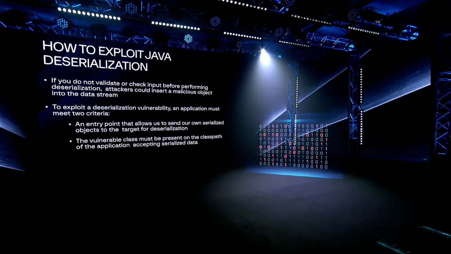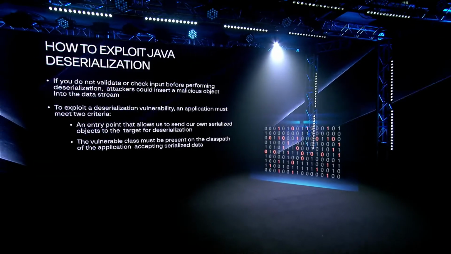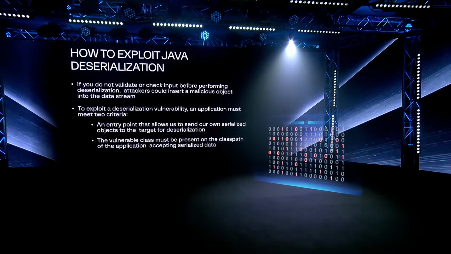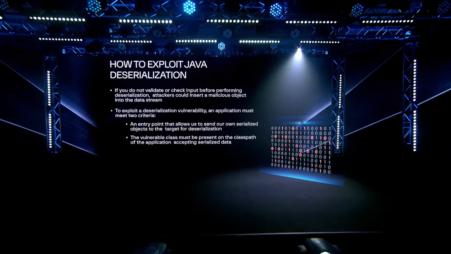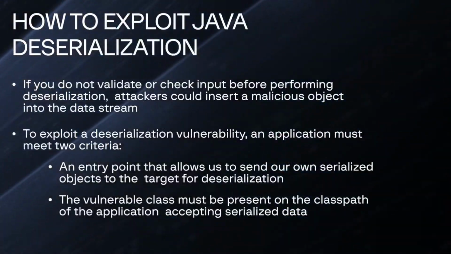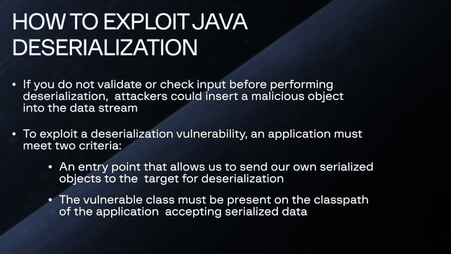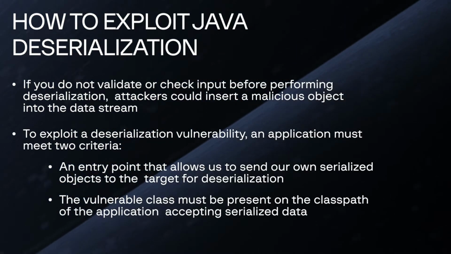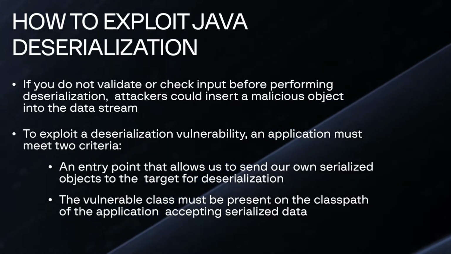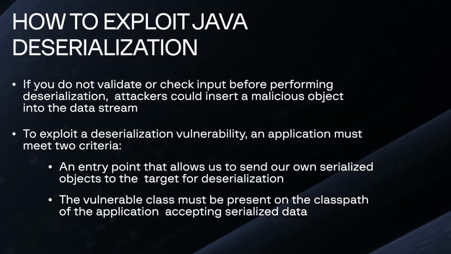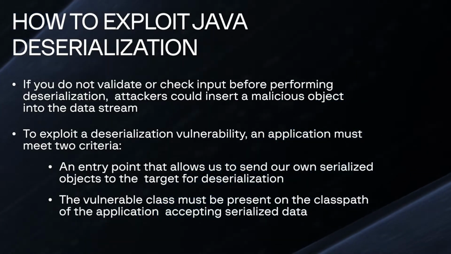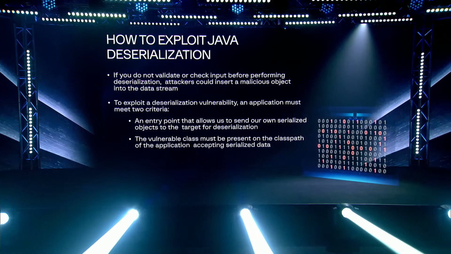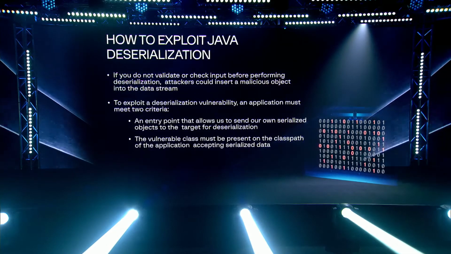First, the target needs to have an entry point that allows us to send our own serialized object to the target for deserialization. And second, the vulnerable class must be present on the class path of the application for us to create a gadget chain. I will talk about the two conditions in more detail in the following parts.